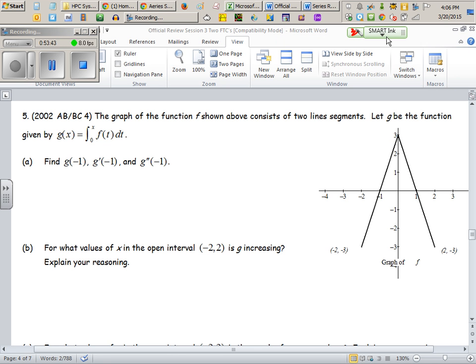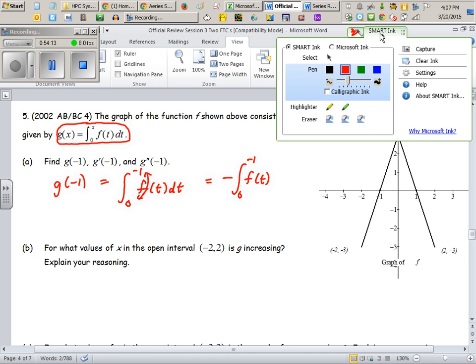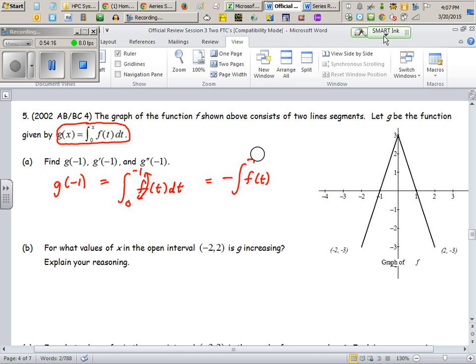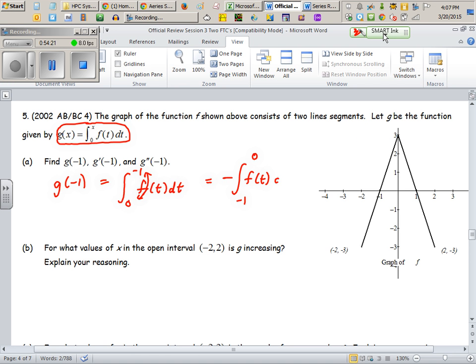Okay, so what's really important is you understand that this is saying if you want to find g of negative 1, you're going to literally replace the x with negative 1. That's really important. Now whoever puts their lower limit of integration as a number bigger than the upper, you're going to switch these around. Switching those will give you an extra negative, but it will make it easier to understand. So I'm going to put the negative 1 at the bottom, the 0 at the top, just because it's more meaningful to me.